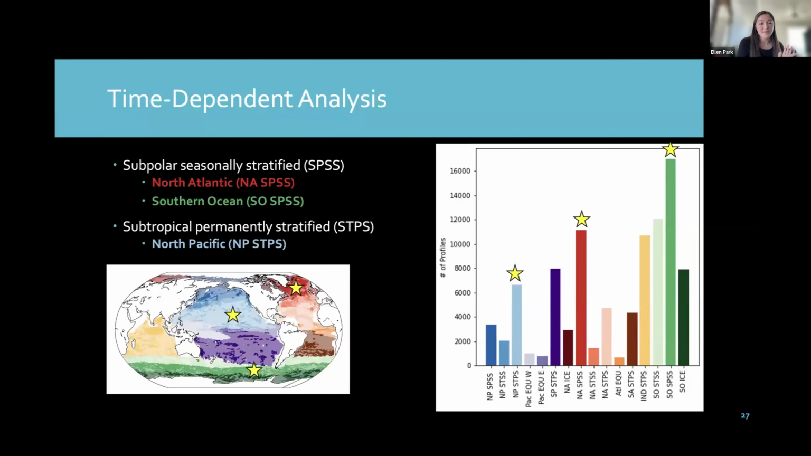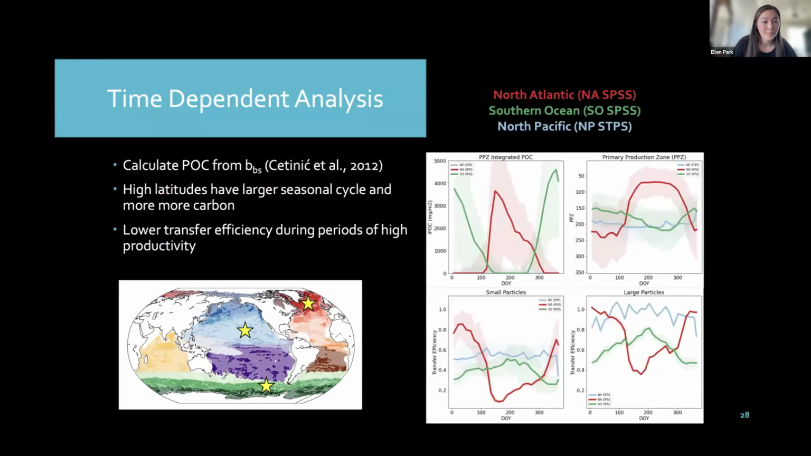And so what we've been looking at for most of this is the annual or climatological average, but these floats are making measurements in all of these biomes year round, so we can look at the annual cycle as well. For this, we're just going to look quickly at 3 different biomes: a high latitude biome in the North Atlantic in red, and the Southern Ocean in green, and then a more low latitude equatorial region in the North Pacific in light blue.